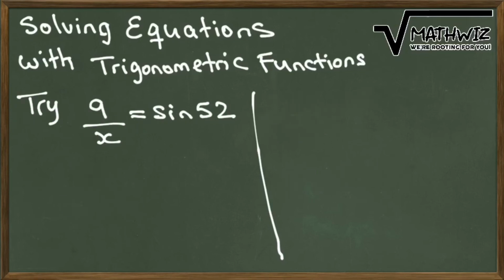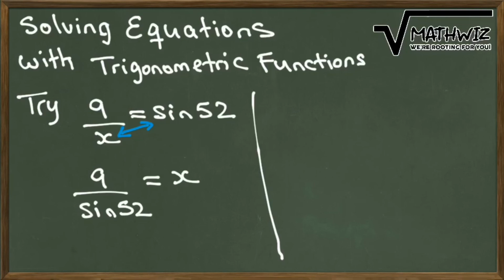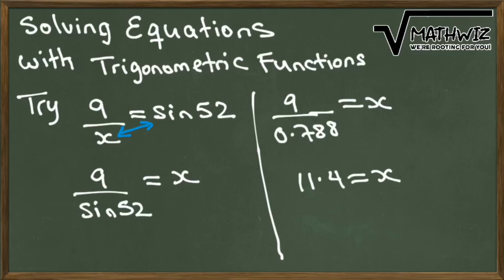Okay, so you can go ahead and try this one on your own, press pause, work it out, and then you can press play for the solution. Okay, so provided you worked that on your own, we want to go ahead and do our switch. So we have 9 over sine 52 is equal to x. We then want to work out what is sine 52, which gives us 0.788. Then when we put 9 divided by 0.788 into our calculators, we should be getting 11.4.